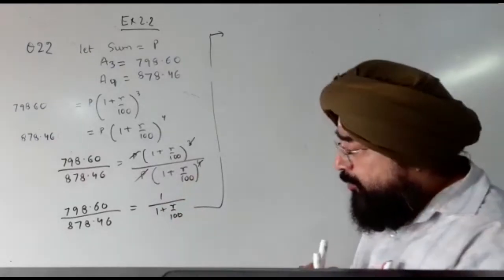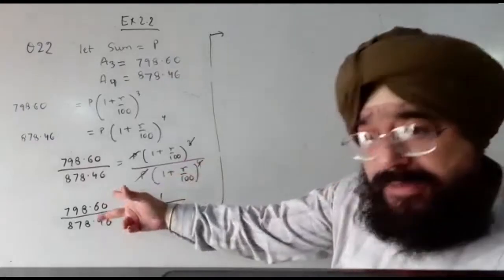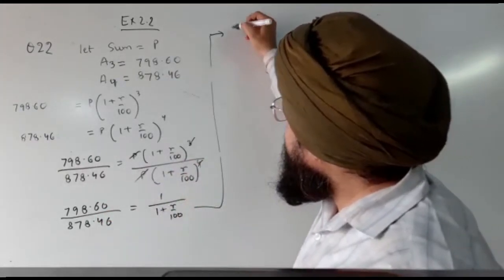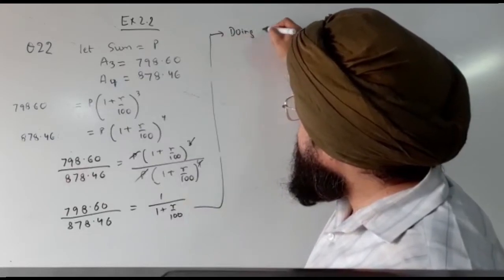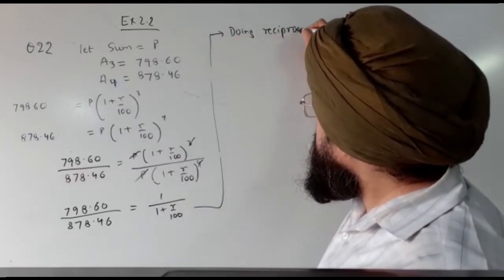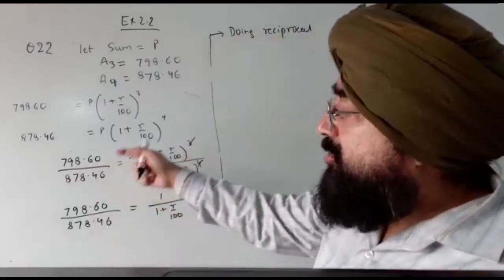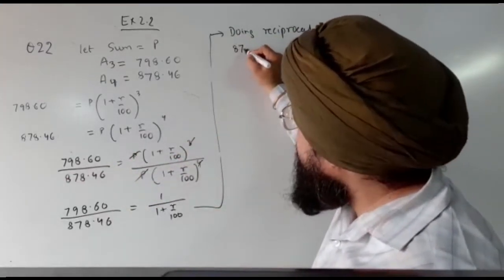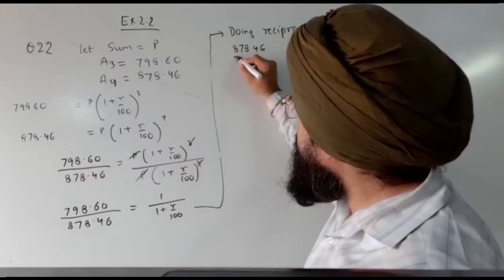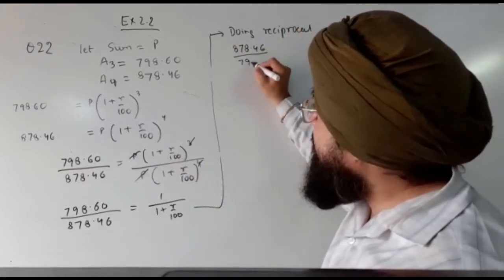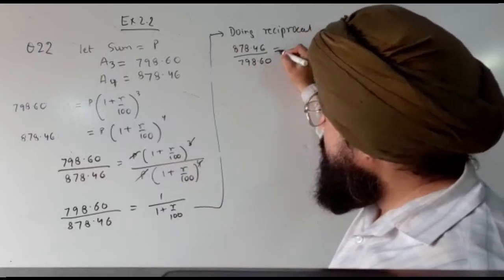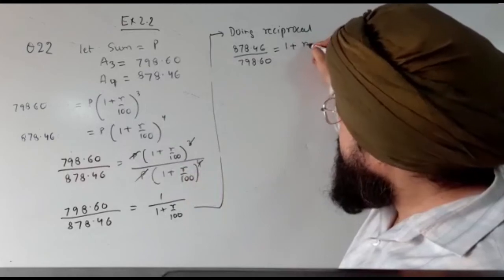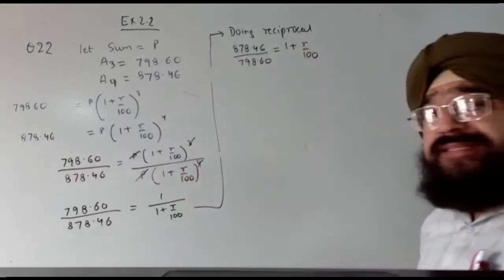So if you do the reciprocal, this will come in the numerator. That means doing the reciprocal, what do I get? Numerator becomes denominator and denominator becomes numerator. That is 878.46 over 798.60 is equal to, and therefore this also becomes the reciprocal, 1 plus R upon 100, isn't it?